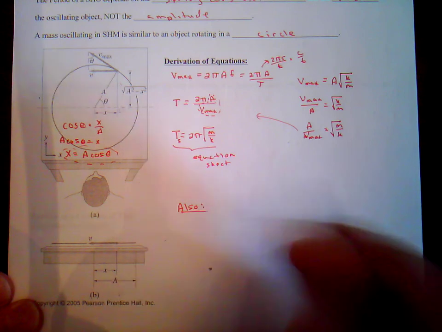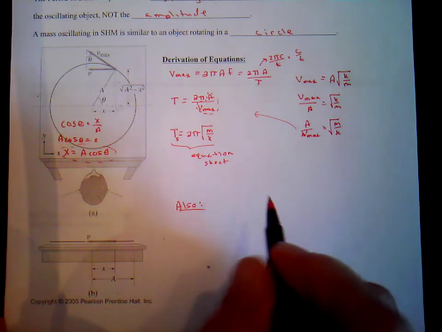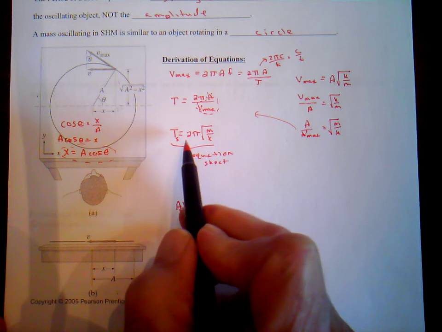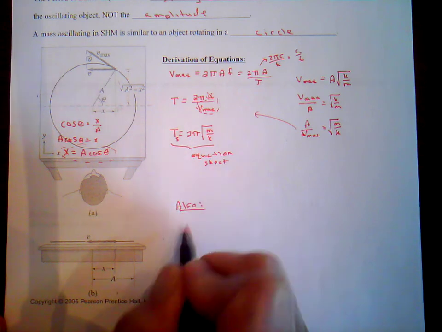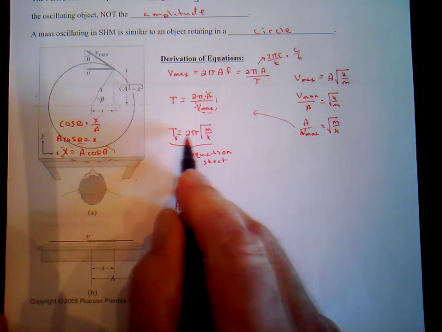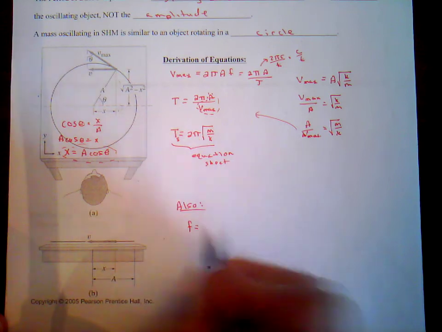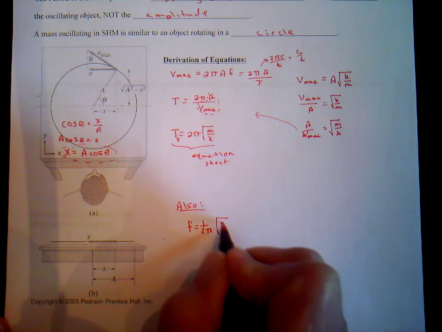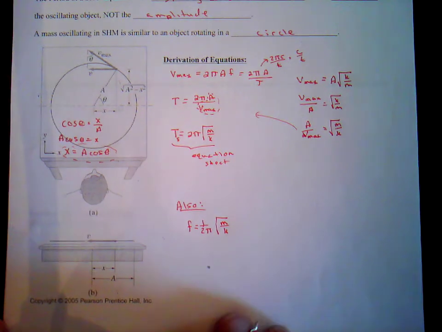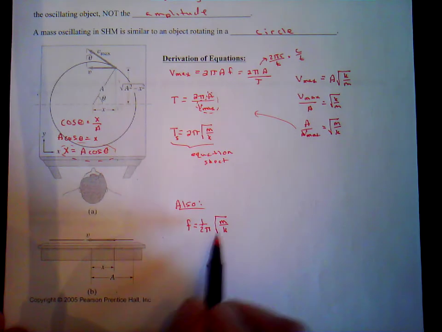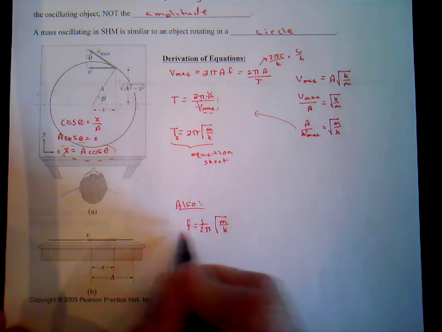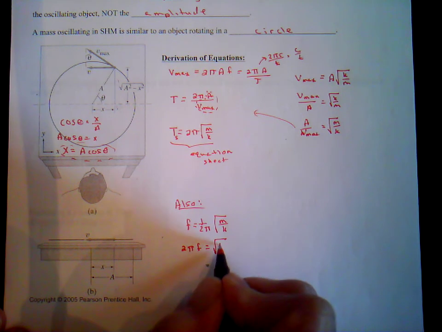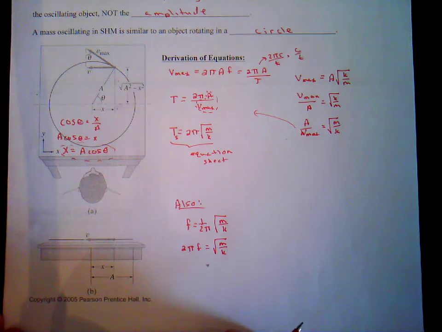One more thing. We take this equation right here. Remember, the period is the inverse of the frequency, the frequency is the inverse of the period. So if I write frequency, it's going to be the inverse of this equation. It's going to be 1 over 2 pi times the square root of m over k. I'm going to rearrange this equation. I'm going to put 2 pi on the left side, so it'll be 2 pi f is equal to the square root of m over k.